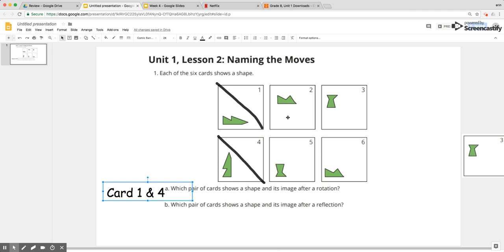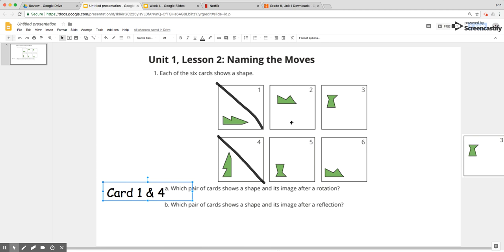Let's take a look at number 2. Again, the first thing we need to figure out is whether there is a shape that looks like number 2. Yes, look at number 6. Those are the same shape. Now, does that look like a reflection? Well, that doesn't look like it's being reflected. It kind of looks like it's being translated down. So 2 and 6 will not work.